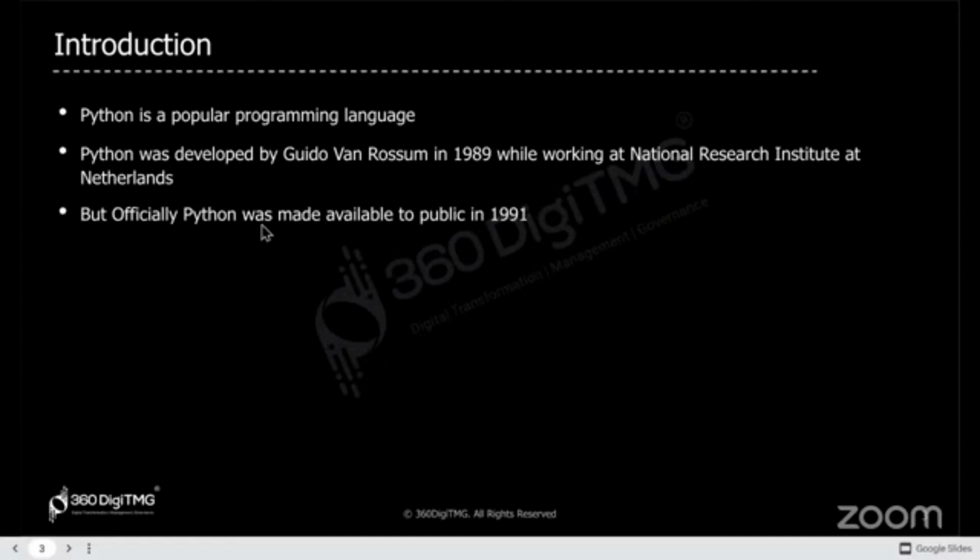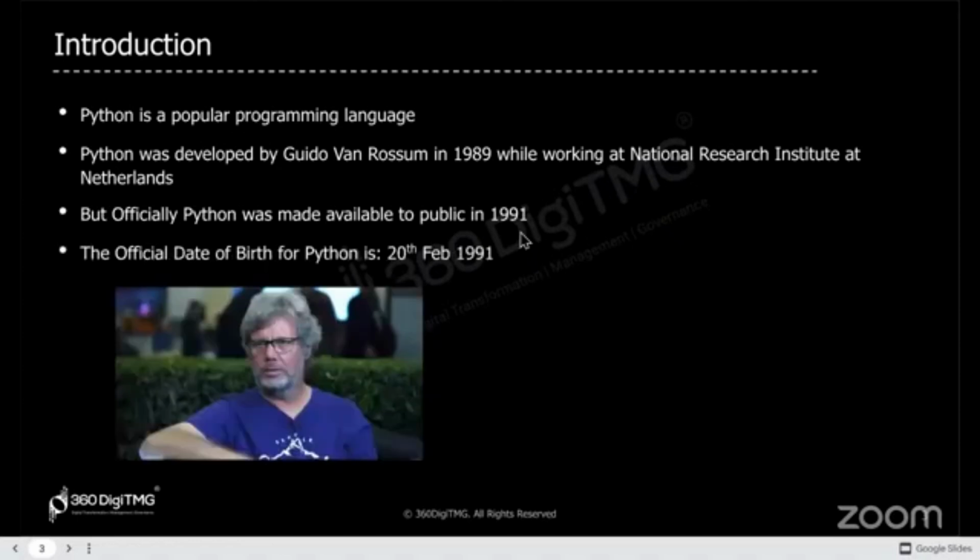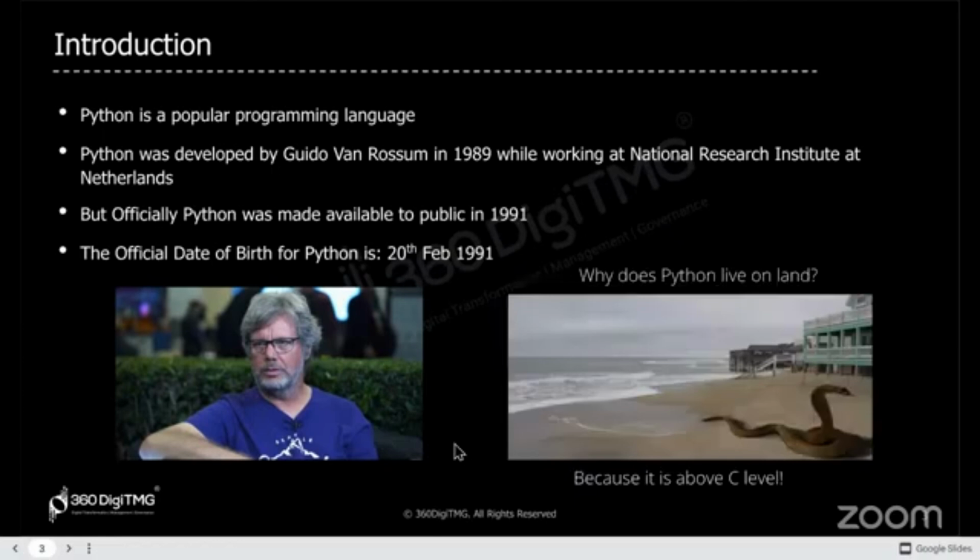However, officially it was made available to the public in 1991. So that is its official birth date. Recently it celebrated its birthday, right? 20th Feb 1991. And this is the person, Guido van Rossum, who developed the programming language, who came up with the programming language.